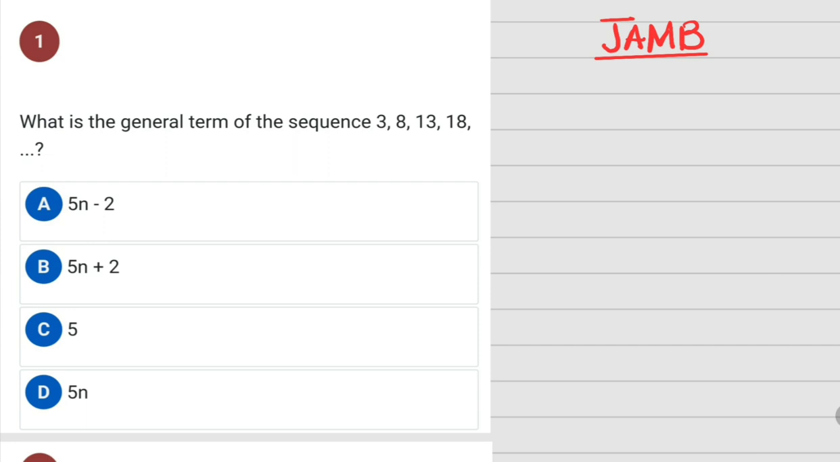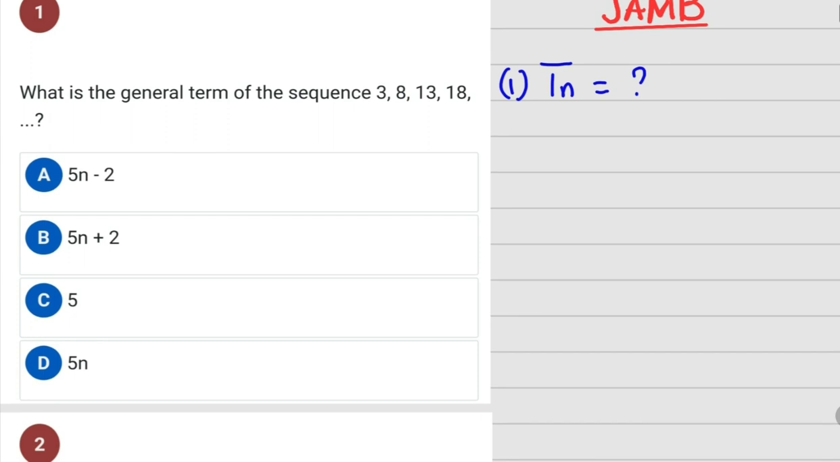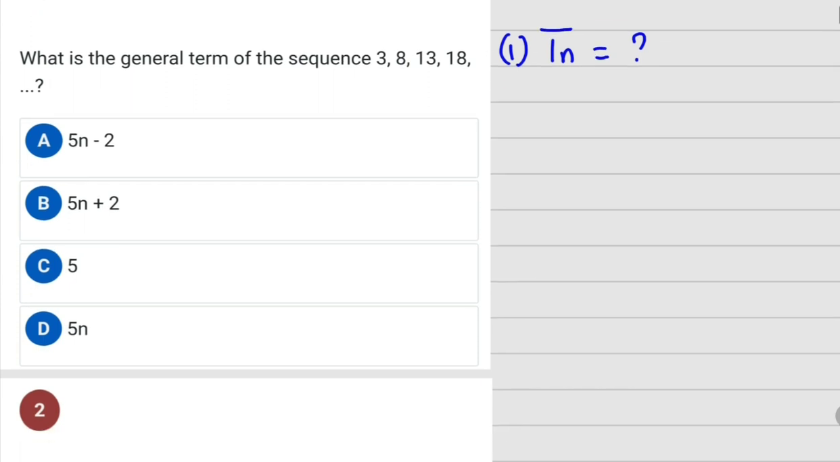The first question says, what is the general term of the sequence 3, 8, 13, and 18? Now you need to understand what this is talking about. It's talking about finding the expression for Tn. That is Tn of an AP, because if you check the question, it is an AP. I'll continue to let you know why I said it's an AP.